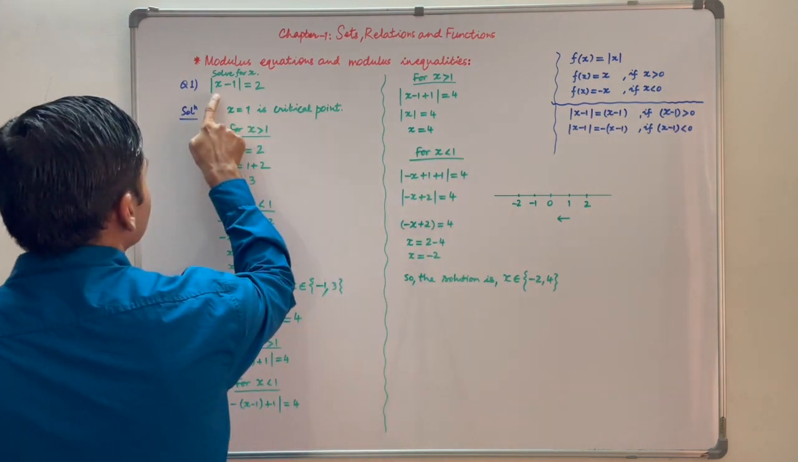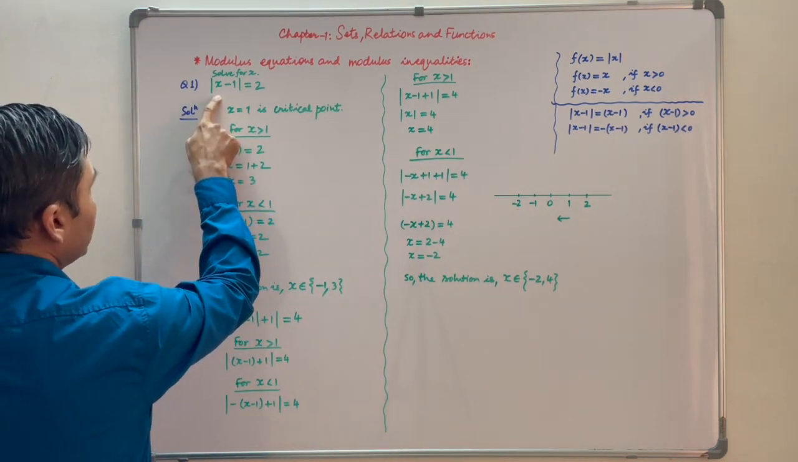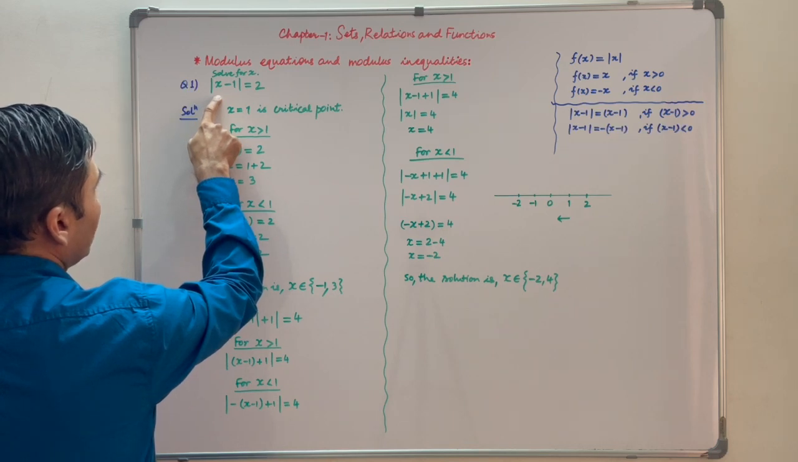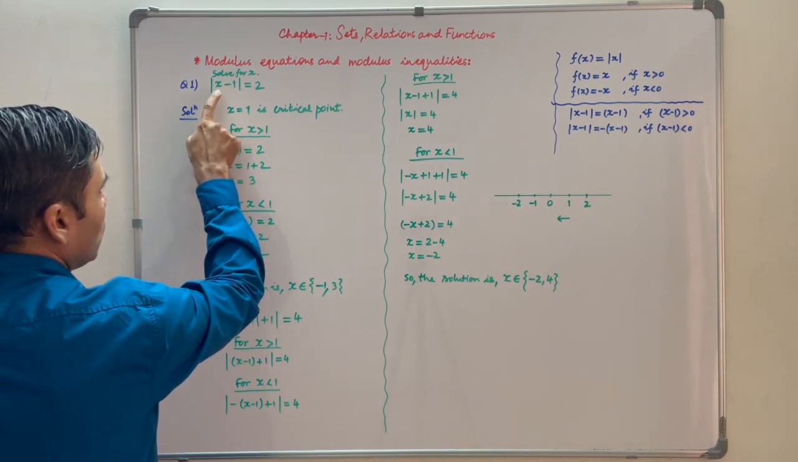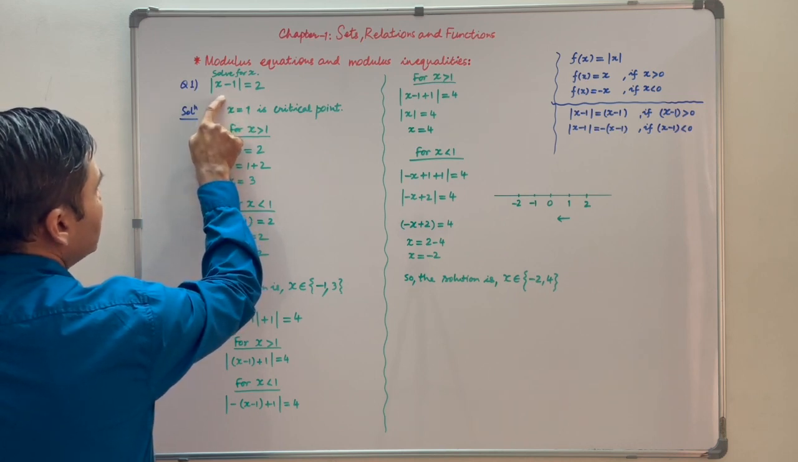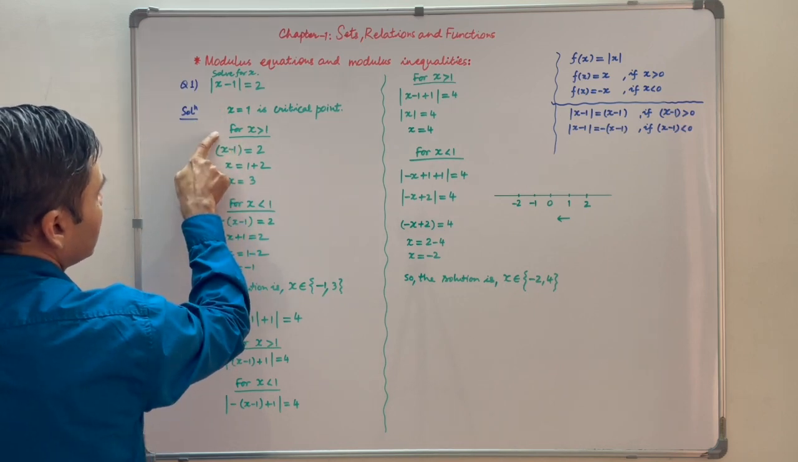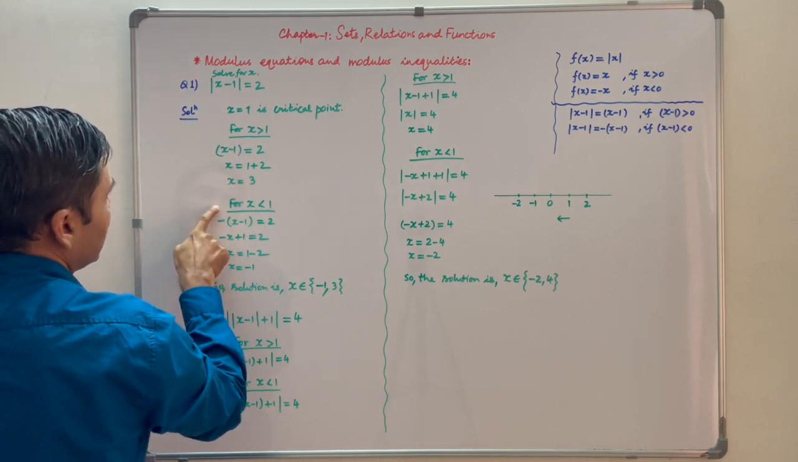In other words, first step is to find out the critical points. So x minus 1 is equal to 0, or x is equal to 1, is the critical point. Critical points are those points where the function changes the sign. So at x equal to 1, this function mod x minus 1 changes the sign. So accordingly, we will consider two cases, when x is greater than 1 and when x is less than 1.